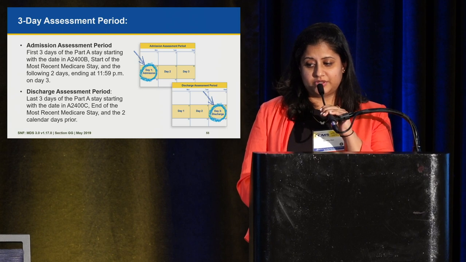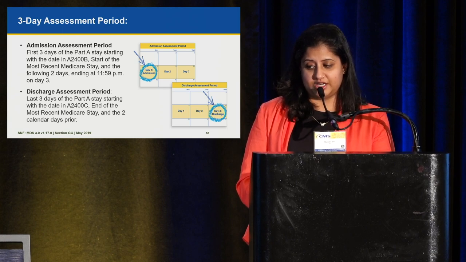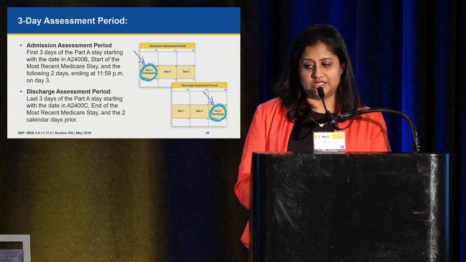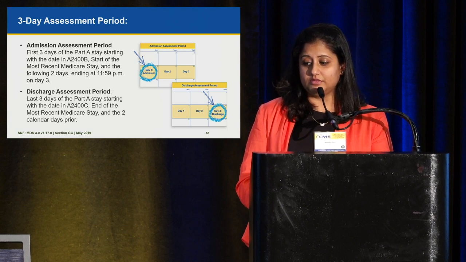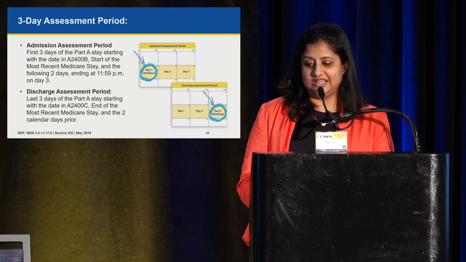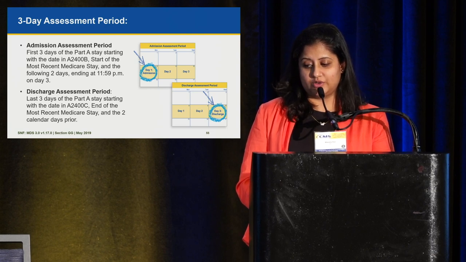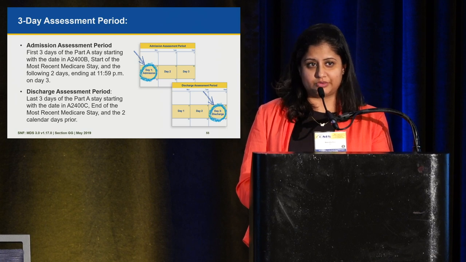The admission assessment period is the first 3 days of the Part A stay, starting with the date in A2400B, start of the most recent Medicare stay, and the following 2 days, ending at 11:59 p.m. on day three. The discharge assessment period is the last 3 days of the Part A stay, starting with the date in A2400C, end of the most recent Medicare stay, and the 2 calendar days prior.